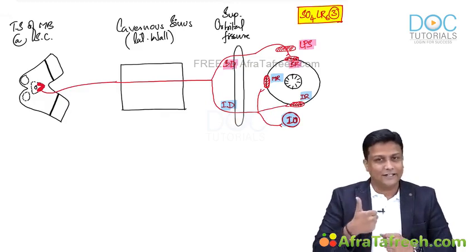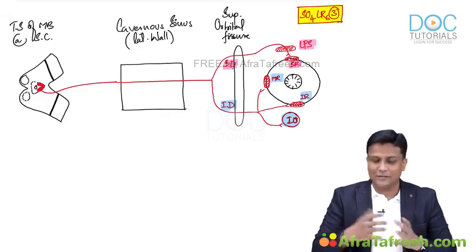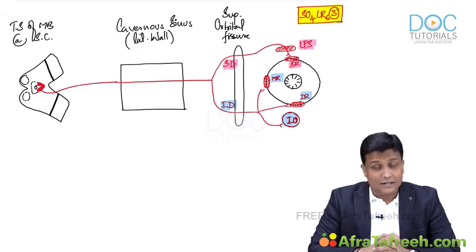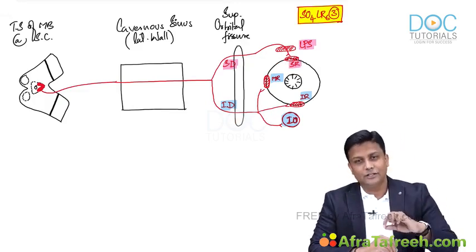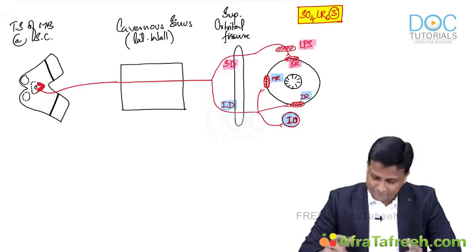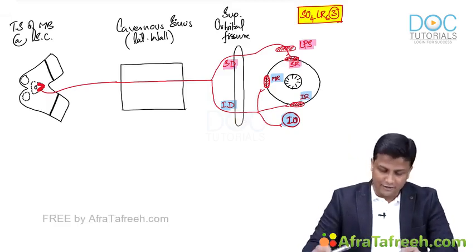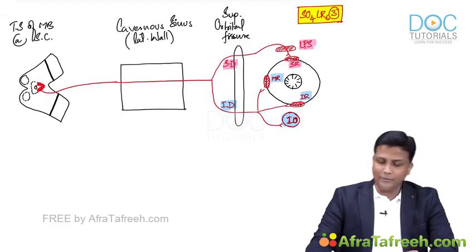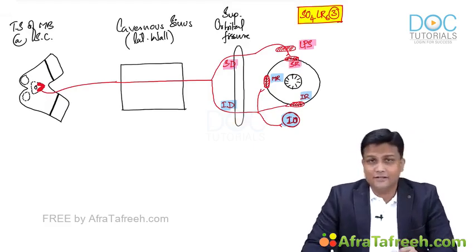Okay. So I repeat again for the last time, superior division will be supplying to levator palpebrae superioris muscle as well as superior rectus. Inferior division will be supplying to the medial rectus, the inferior rectus, as well as the inferior oblique, guys. That makes it very much easier regarding the third nerve. Perfectly done.